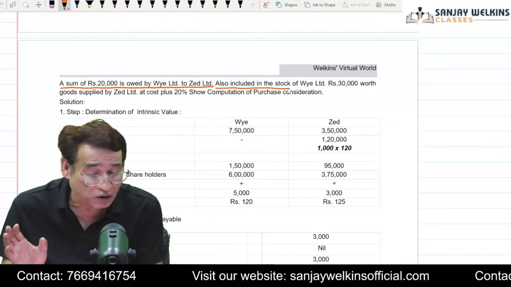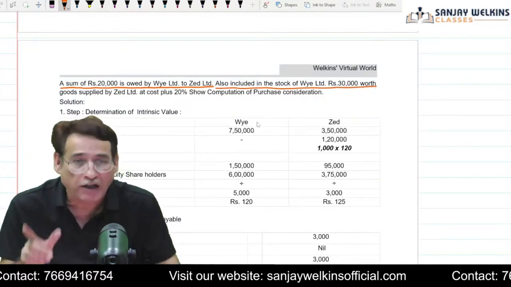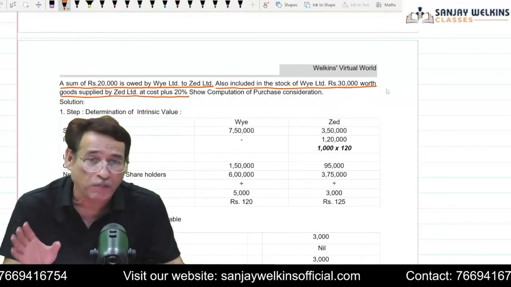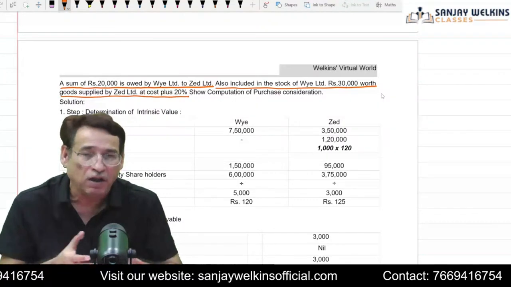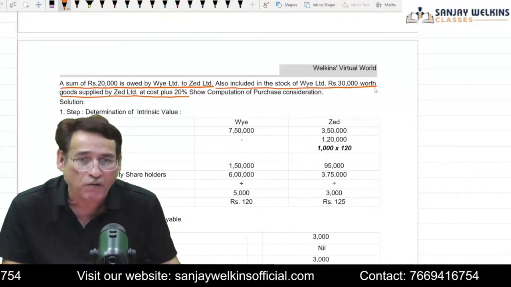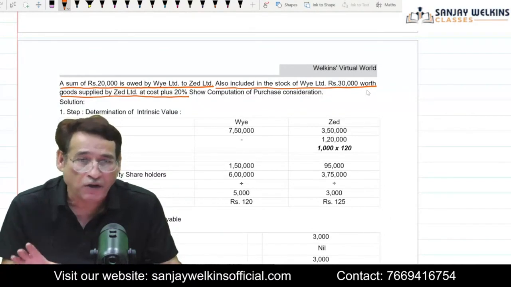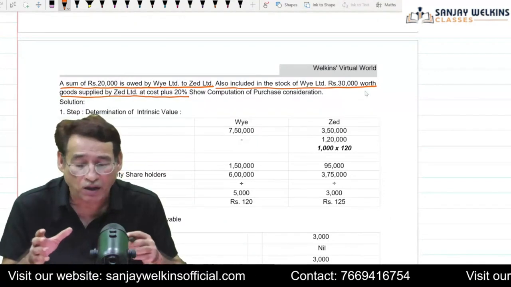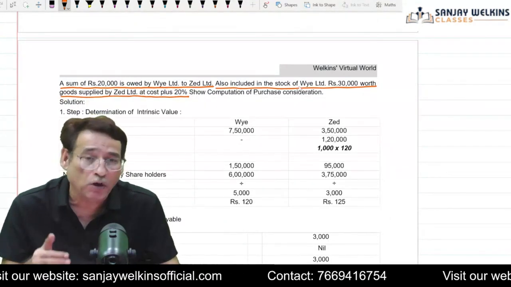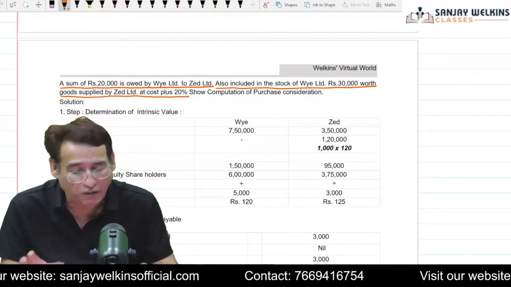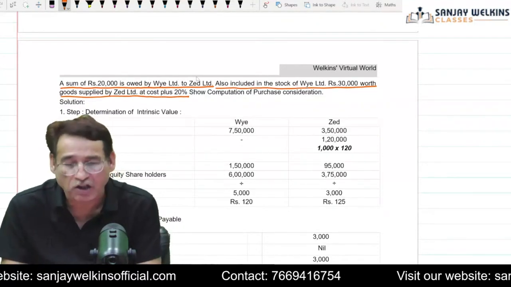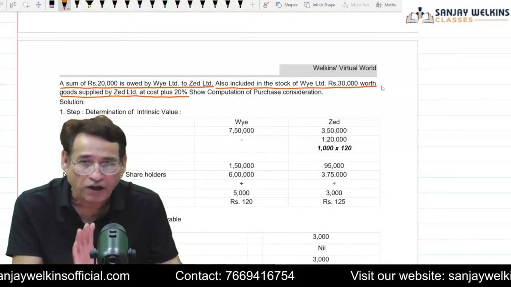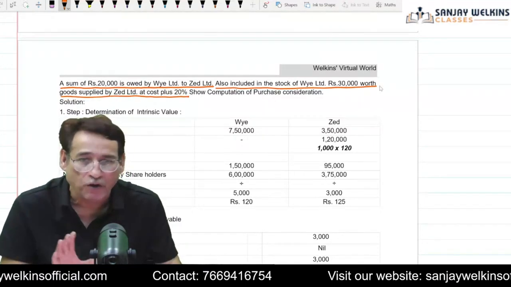Also, there is another line included: in the stock of Y Limited, 30,000 worth of goods supplied by Z Limited at cost plus 20%. Those among you who have already done Ind AS 10 through us, they know very well that it is a case of unrealized profit. And those among you who are doing CFR for the first time, it could be a little bit new, but I will explain it further. But let me tell you, if such lines are given in the question, they will have accounting effect only in the books of acquirer entity. It will have no effect in the books of acquiree entity.